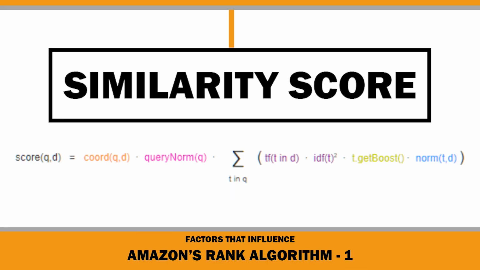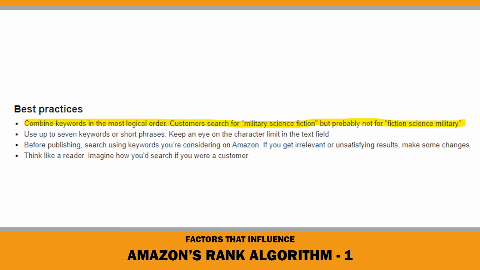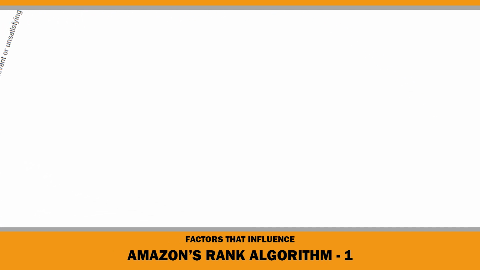Please notice that most of the time the frequency of the occurrences of certain words in certain sequences can also be calculated and weighted more while calculating the similarity scores. I think this is the case for Amazon, because there is a clue related to this on Amazon KDP Help Center. They say, "Combine keywords in the most logical order. Customers search for military science fiction, but probably not for fiction science military." Here we understand that they give more weight to phrase match while they are calculating the similarity scores.